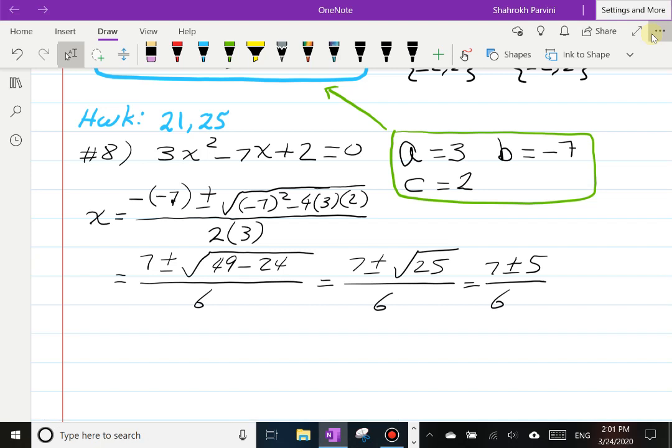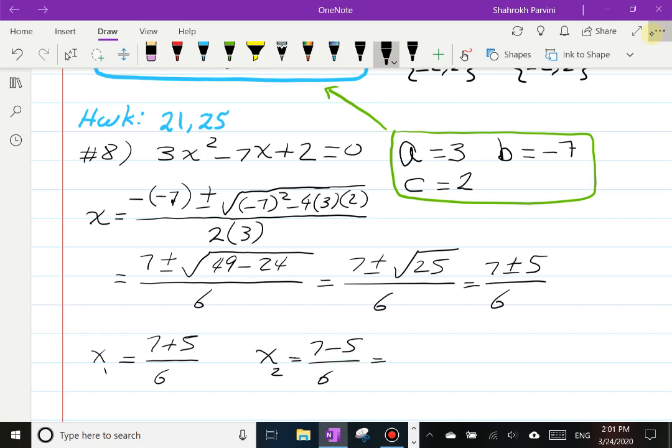And from this, we're going to get 2 solutions. So one solution is going to be 7 plus 5 over 6. And the other solution, call this x1, x2, 2 different solutions. It's going to be 7 minus 5 over 6. Now 7 plus 5, 12 over 6, that would be 2. And 7 minus 5, 2 over 6, which reduces to 1/3. So the solutions are 1/3, comma, 2. And there we have solved the equation by quadratic formula. So hopefully you follow that.